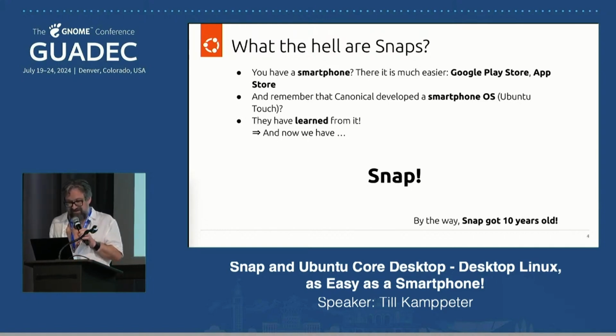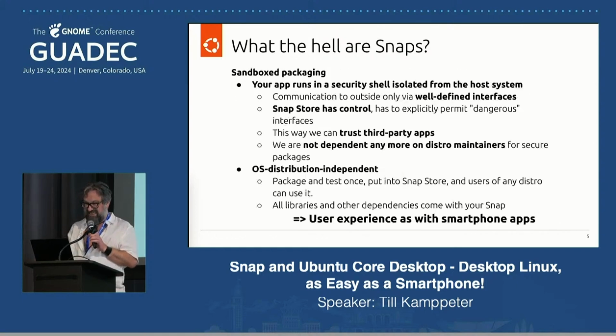And so, Canonical, they have also already made a smartphone operating system. They have given up on the Ubuntu Touch system, but they have learned from it. And this was the origin of a packaging format, Snap, which makes everything work like on a smartphone. Snap exists already for 10 years. Since the 14.10 Ubuntu distro, it's available.